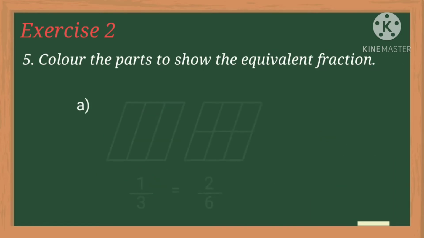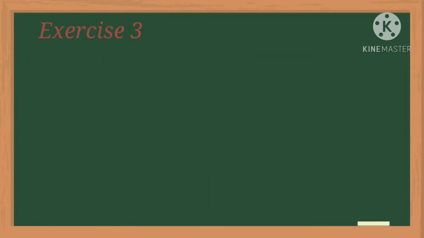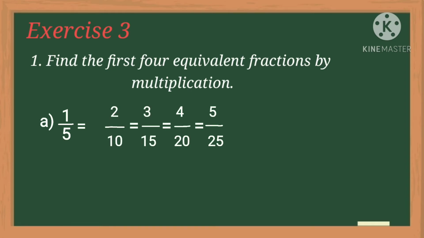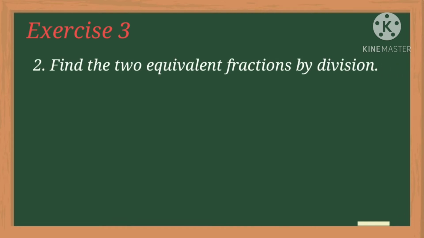Fifth main, color the parts to show the equivalent fraction. So in the first one, you have to color for one picture. The second one, you need to color 2, which are divided into equal parts 6. In exercise 3, let's find the equivalent fractions by multiplication. Now let's multiply with 2, 3, 4 and 5. So you'll get these fractions. In the second one also, 4 by 6, 6 by 9, 8 by 12 and 10 by 15.